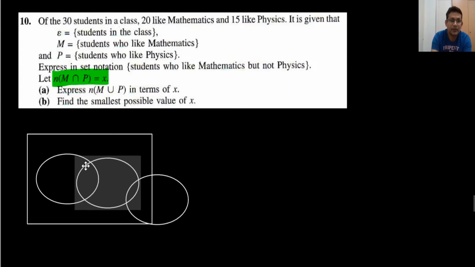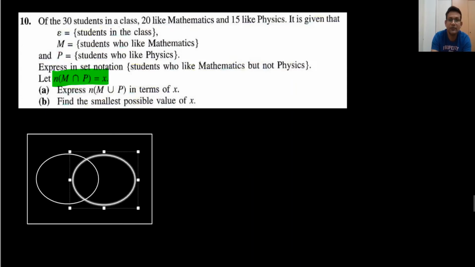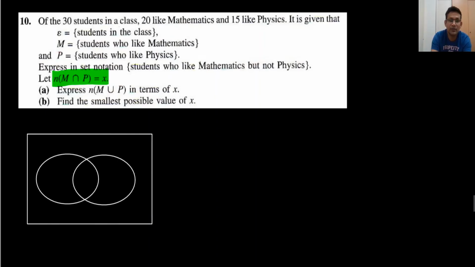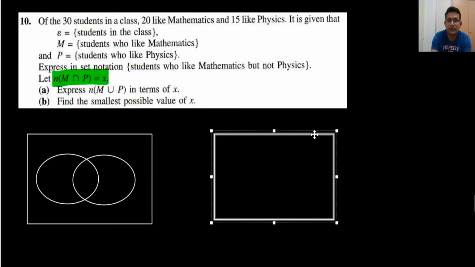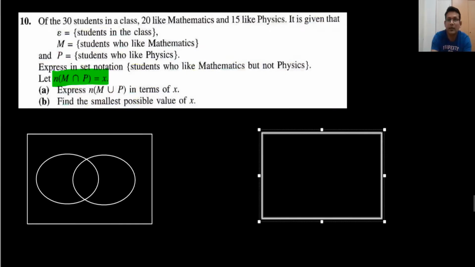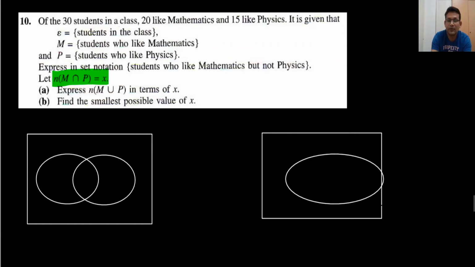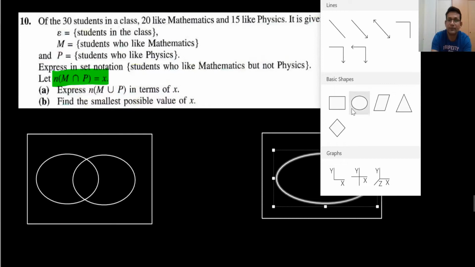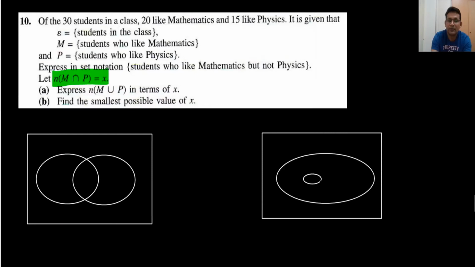There are two possibilities. One, this with intersection, and the second possibility, this is the diagram for the smallest value, and this diagram is for the largest value. And I need two circles. One is a big circle, and second, I need the small circle. Okay, so now this diagram is for the smallest value.